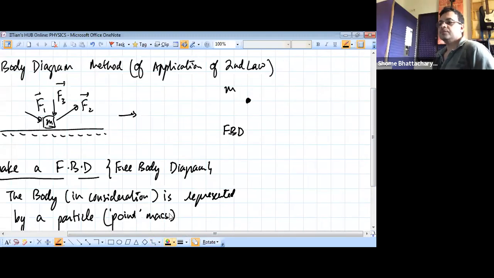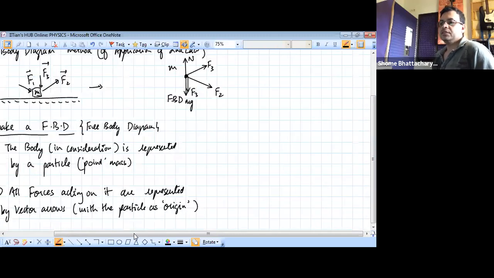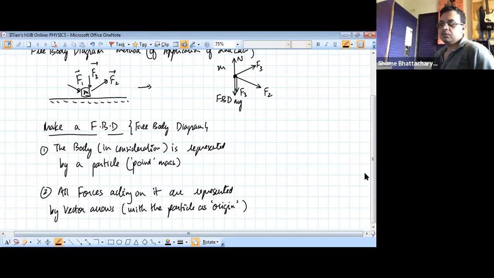And then all the forces which are acting on it, in this case the forces would tend to be the weight, the normal reaction, some force F2, some force F1. You can see these forces, then this force F3, they're all represented by vector arrows which are originating from that particle. So this is the first two steps of the free body diagram method. It's something very intuitive and something that indirectly we've been doing in the last couple of lectures also, but we're now just organizing the method.